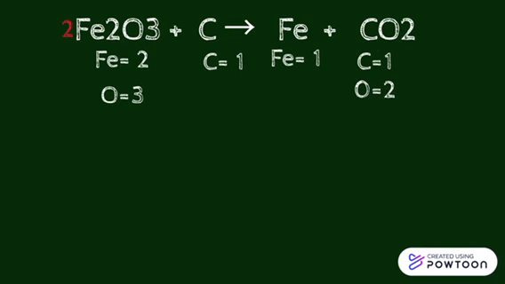First, we start by adding 2 as a coefficient to iron and oxygen, that will give us 4 and 6. Then on the right side, to balance iron, we add 4 as a coefficient, and now it's balanced. Then to carbon and oxygen, we add a coefficient of 3, that will give us 3 and 6. And then to carbon on the left side, we add 3. Now it's balanced.